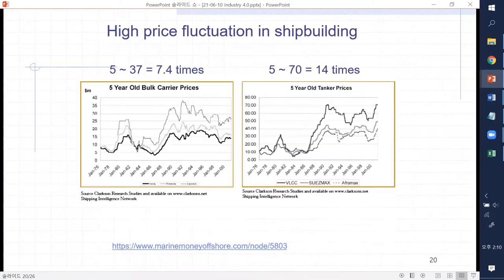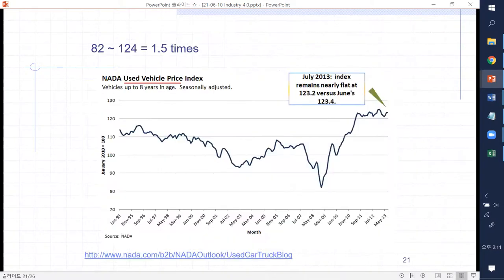Comparing to the shipbuilding industry, there is a 14 times fluctuation of price. The ship price is 10 times higher or lower than before, right? So it's a very big difference comparing to the automotive industry. So you need to know about this kind of situation in the shipbuilding industry.